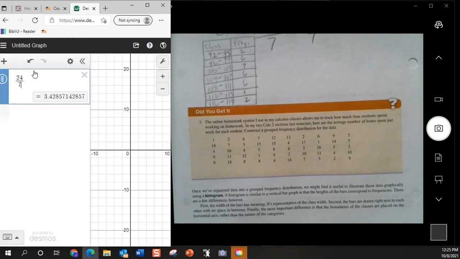Okay, now it says once we've organized data into a group frequency distribution, we might find it useful to illustrate those data graphically using a histogram. A histogram is similar to a vertical bar graph in that the heights of the bars correspond to the frequencies. There are a few differences, however. First, the width of the bars has meaning. It's representative of the class width. Second, the bars are drawn right next to each other with no space in between them. Finally, the most important difference is that the boundaries of the classes are placed on the horizontal axis rather than the name of the categories.